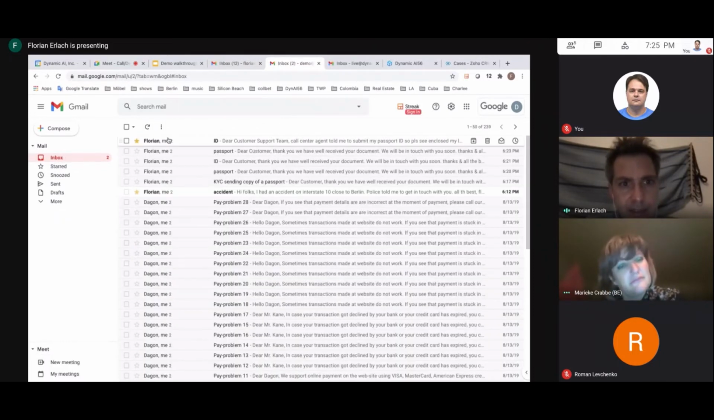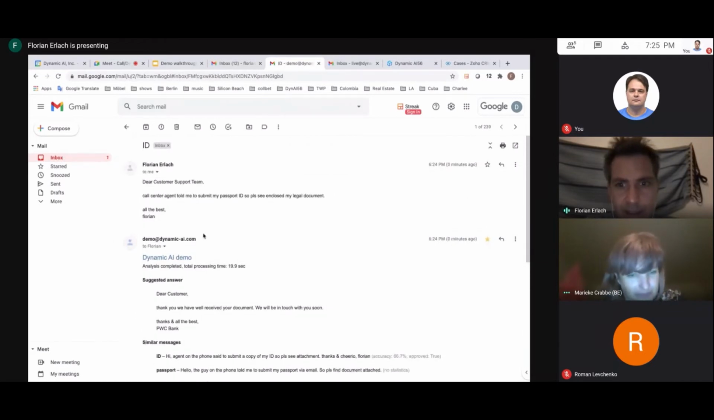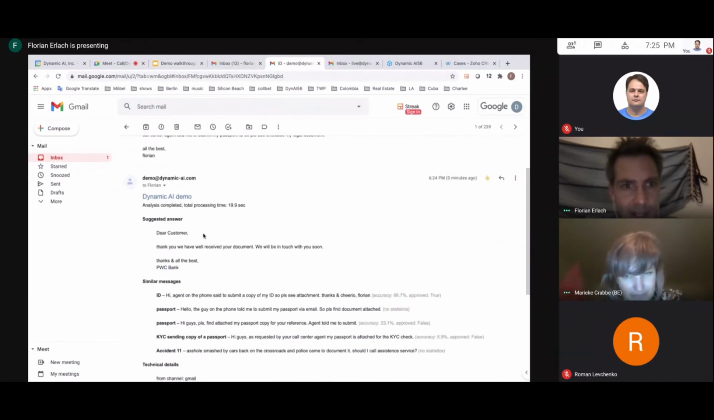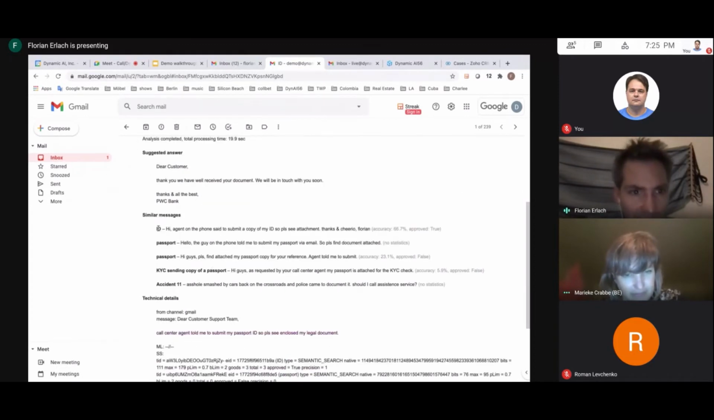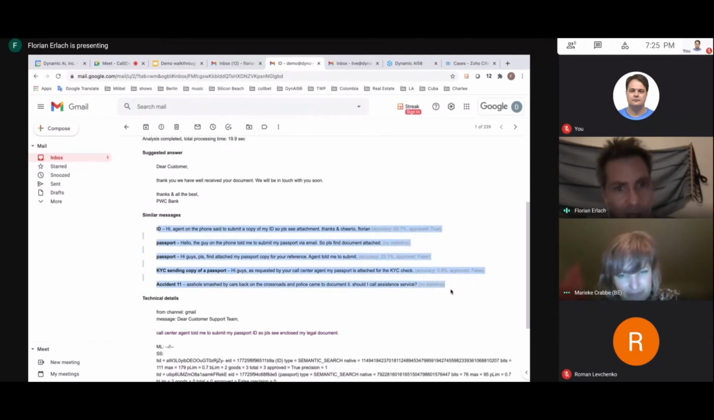And here we have the ID and the ID. And after 20 seconds: "Dear customer, thank you. We have received the document. We will be in touch with you." And if you look at the similarity check, it once again has more. And keep in mind, we sent this message directly after this passport, so it has not seen the message we confirmed before.